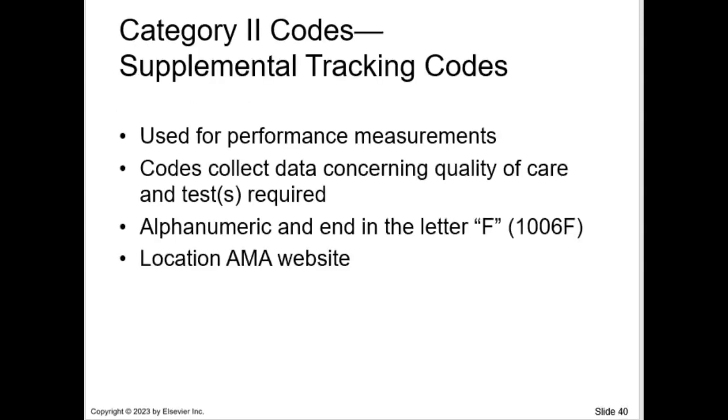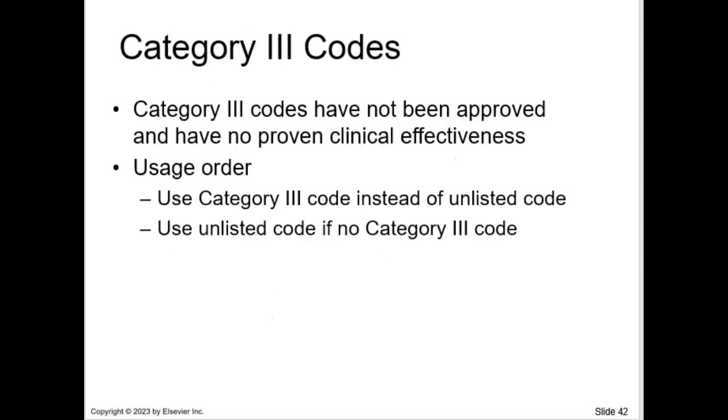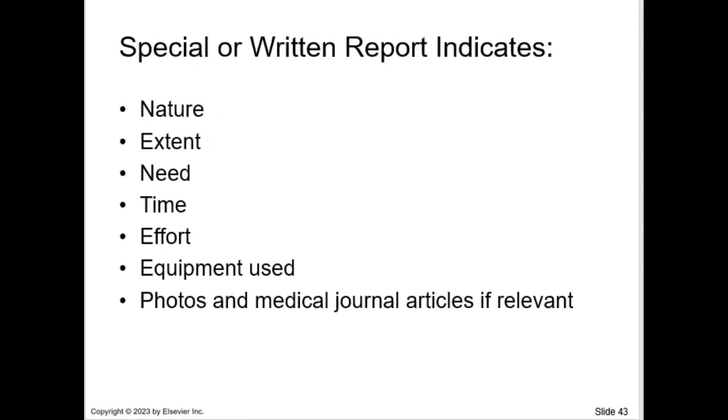In category 2, these are tracking codes. Teaching hospitals and bigger hospitals will use some of these tracking codes. And if they use them a lot, they'll say, hey, possibly next year we need to make them into a CPT code. All right, and then we have new technology. These can be temporary codes up to 5 years, emerging technology services and procedures. Category 3, they have not been approved. Okay, special or written report, what all needs to be in there.